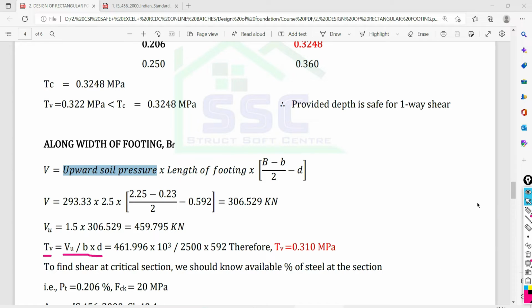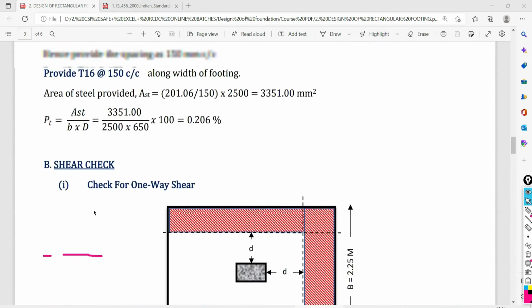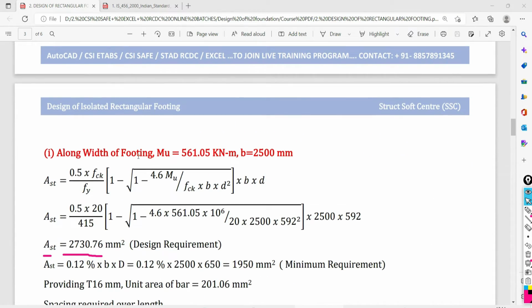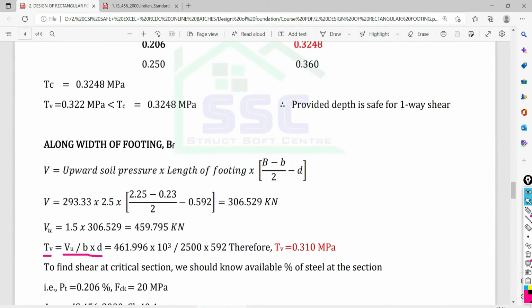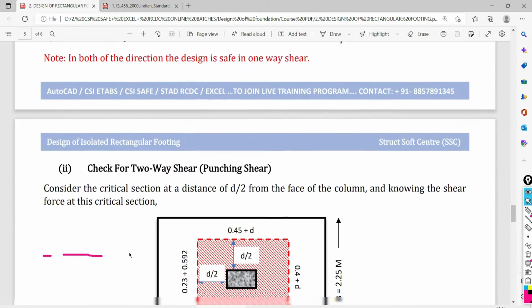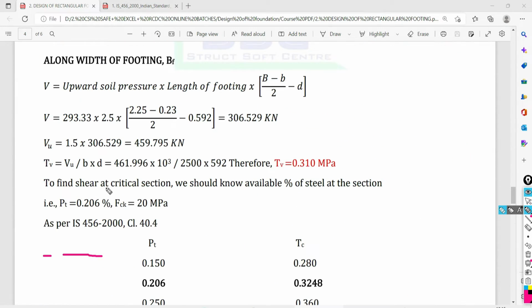Again, along the width, how much percentage of reinforcement is there I need to know. So along the width, the available percentage of reinforcement is the same, 0.206. Again it will come in between 0.15 and 0.25. Let me show you here. So it is 0.206 and the characteristic strength of the concrete is 20.